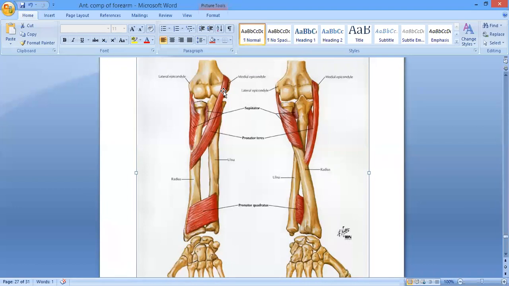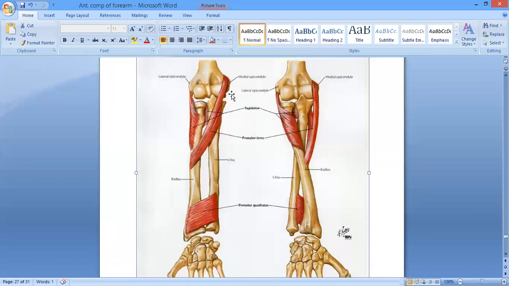So it has 2 heads of origin. One, the bigger one, is the humeral head coming from the medial epicondyle of the humerus, okay? And the other one is the ulnar head, which is coming from the medial border of the coronoid process. You see, this is the coronoid process of the ulna. So the origin of the pronator teres muscle is by 2 heads, the humeral head and the ulnar head. The humeral head is coming from the common flexor origin, that is the anterior surface of the medial epicondyle of the humerus, whereas the ulnar head is coming from the medial aspect of the coronoid process of the ulna, right?